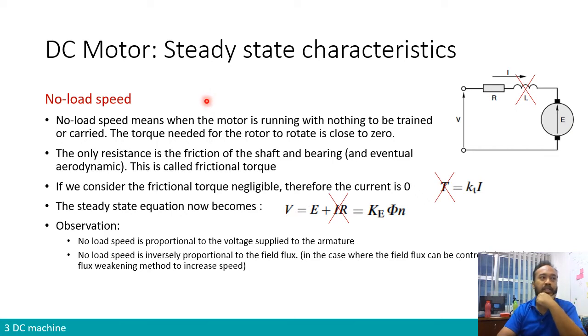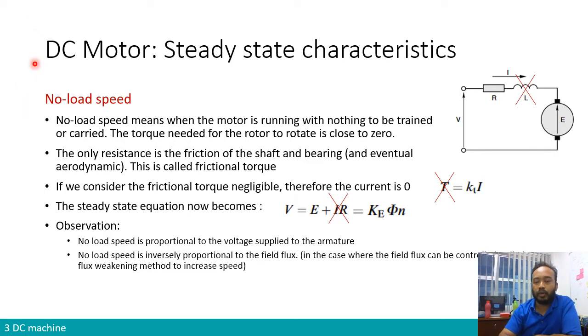Imagine you have your motor not connected to any application, so its shaft is free. It's going to rotate freely. That's what we call a no load operation. And when it attains a steady state, that is basically no load speed in steady state operation. So no load speed means the motor is running with nothing to be driven or carried, therefore the torque needed to rotate the machine is close to zero, because torque is only developed when there is a resistive load connected to the shaft. If nothing is connected to the shaft, the motor can rotate freely. It's very easy to rotate. The torque is considered close to zero.